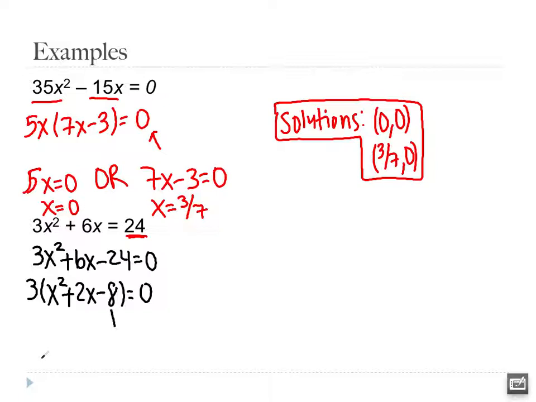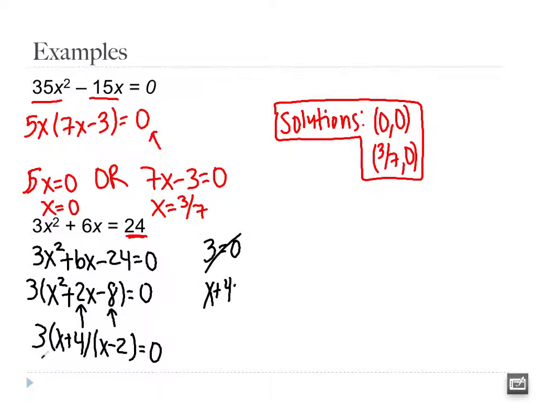So I'm looking for two numbers whose product is negative 8 and whose sum is 2. Those numbers are positive 4 and negative 2. Positive 4 multiplied by negative 2 is negative 8. They add to be positive 2. Bring down the 3 that you factored out. Now we're going to use the zero product property and set all three parts equal to 0. So either 3 is equal to 0, which does not make sense, x add 4 is equal to 0, or x subtract 2 is equal to 0.